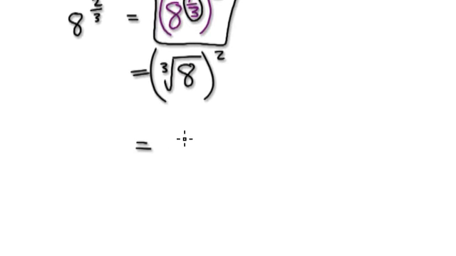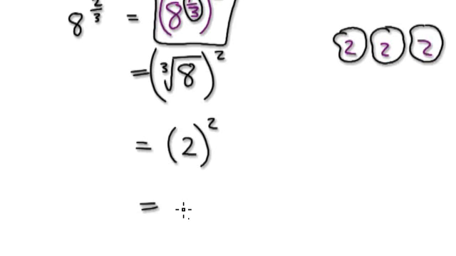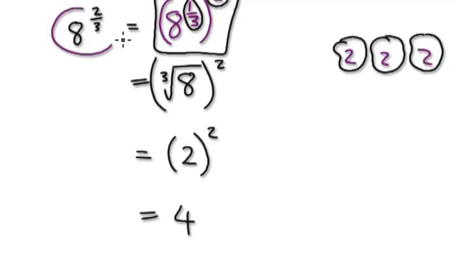So that would be, well, the cube root of 8. Cube root of 8 means you've got to think of a number that, when you times it by itself 3 times, gives you 8. Well, the answer would be 2, because 2 times 2 times 2 would be 8. So the cube root of 8 is actually 2. Okay, and don't forget we've still got the squared there. So now it's just 2 squared, so that becomes 4. So this here, even though it looks complicated, it's actually the number 4.